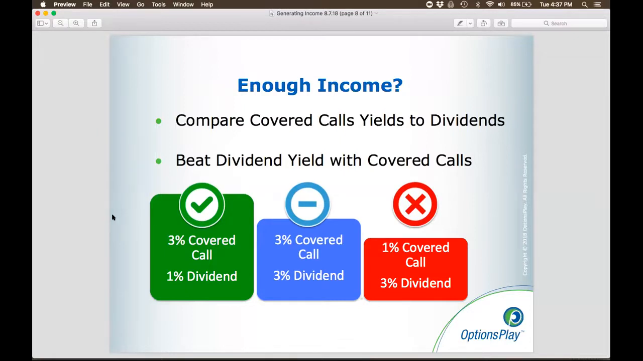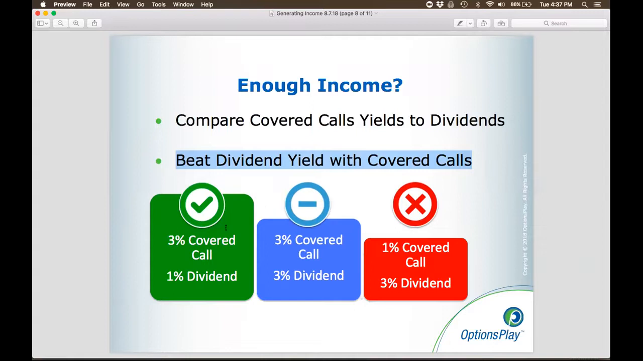And the easy answer is to simply compare the cover call yield to the dividend yield of the stock. If you're asking, how do I calculate cover call yields? Don't worry, OptionsPlay does the calculation for you, so you don't have to do any math on your end. We will display the cover call yield to you. All you have to do is compare it to the dividend. And the rule of thumb that we have here is make sure you beat the dividend yield with your cover call. That's how you determine, am I getting enough income?